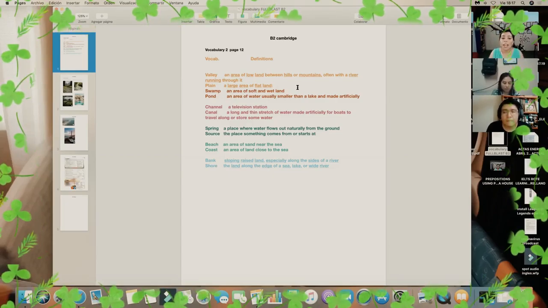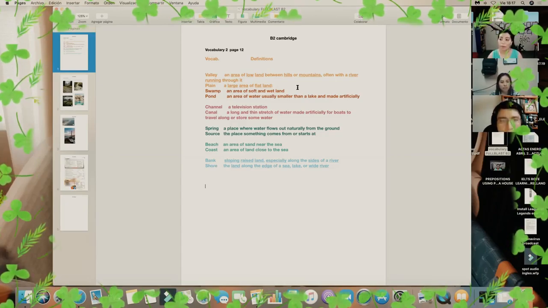Then we have swamp and pond, okay? Can you read this one, Arturo? Swamp is an area of soft and wet land, and pond, an area of water usually smaller than a lake and made artificially. But why does it say that it's made artificially? Why is it made artificially? By the hand of men? With a machine? I don't know. A machine. Okay, sometimes, yes, it is the case sometimes.